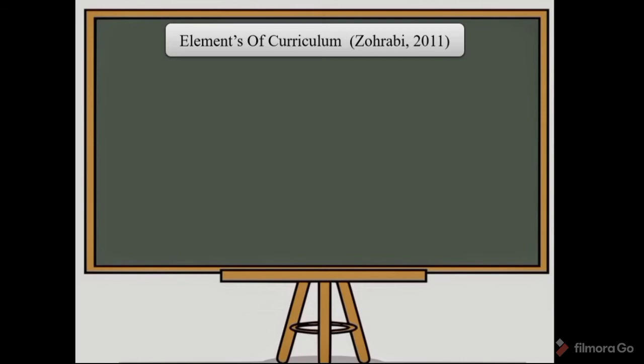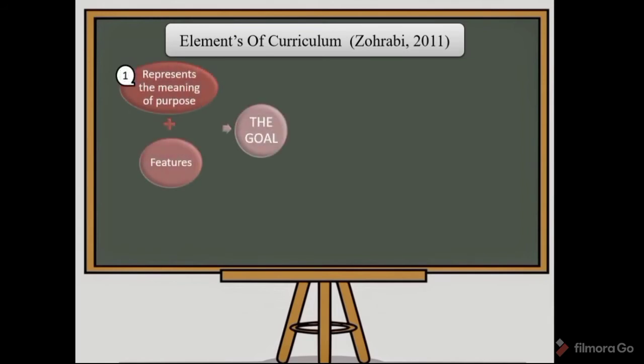Here's an explanation of each element. The first element of the curriculum is the goal. According to Zohrabi 2011, it represents the meaning of a purpose, aims, objectives or goals, but in the field of curriculum, aims have a wider meaning than goals or objectives.